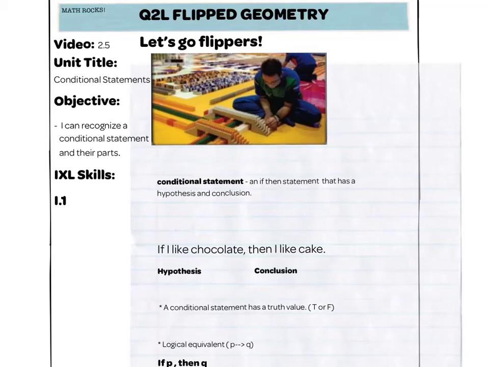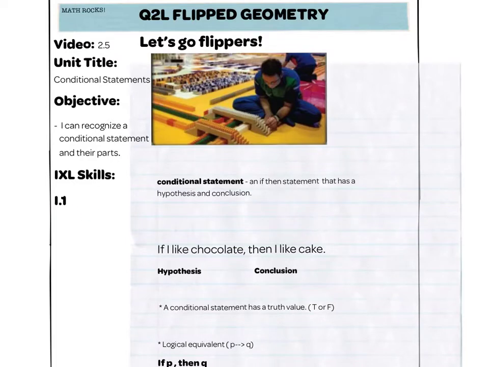We are doing video 2.5. It is conditional statements, and your objective is: I can recognize a conditional statement and their parts. The Excel skill that you want to focus on is I1. All right, so let's go ahead and start.